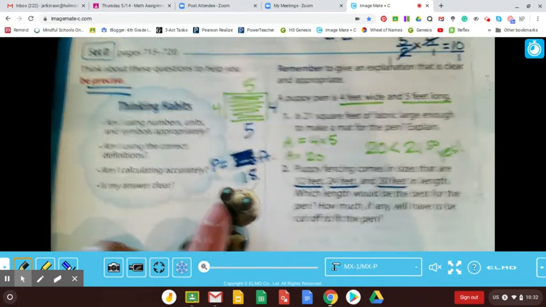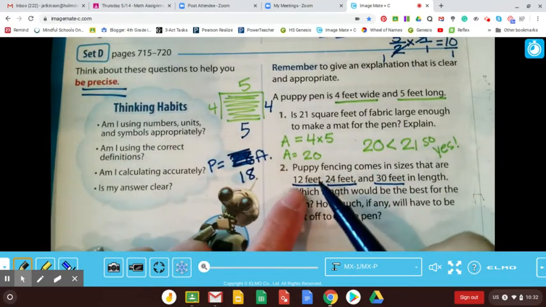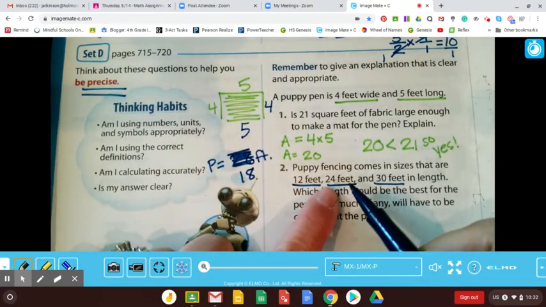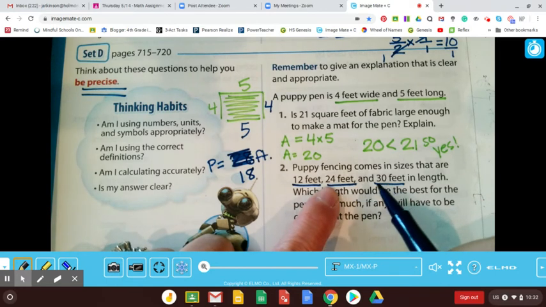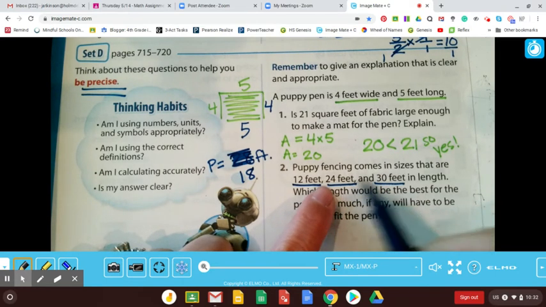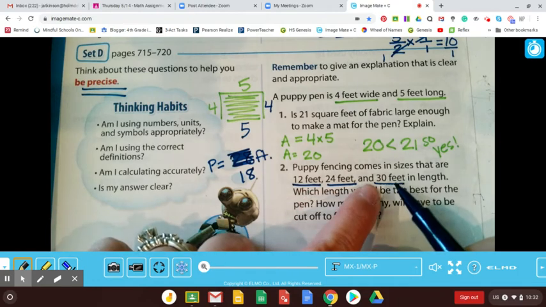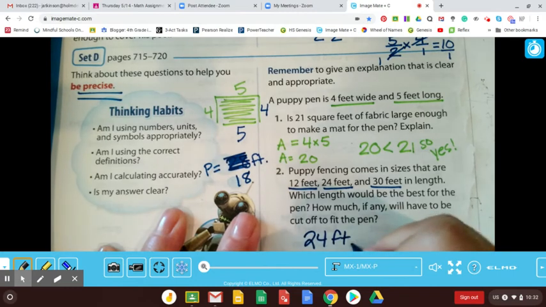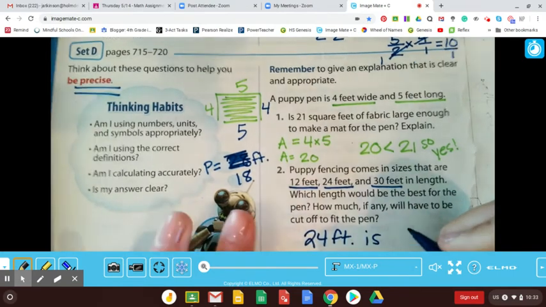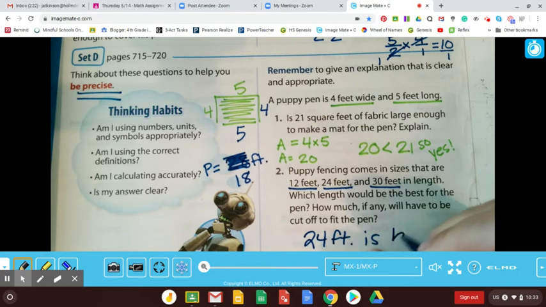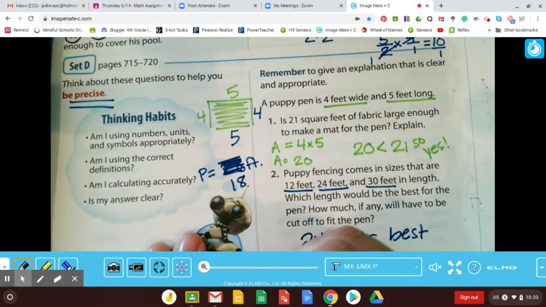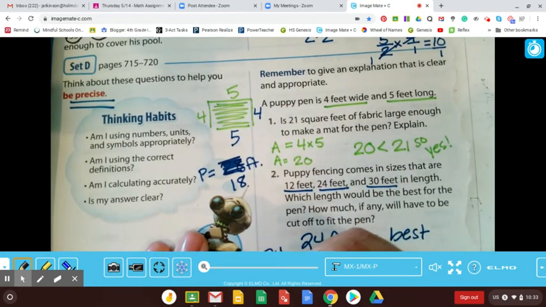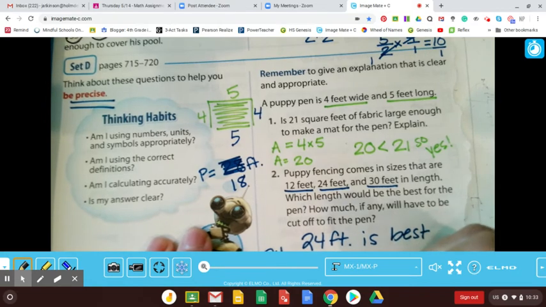Apologize, boys and girls. All right, so 12 feet is not going to be enough. 24 feet would be enough. Both 24 and 30 are going to be a little bit too much, but why pay more if we don't need it? So let's go with the 24 feet. That's going to be the best. And how much is going to have to be cut off? Well, we can just subtract for that. 24 minus 18 is going to give us 6. So 6 feet will be cut off.